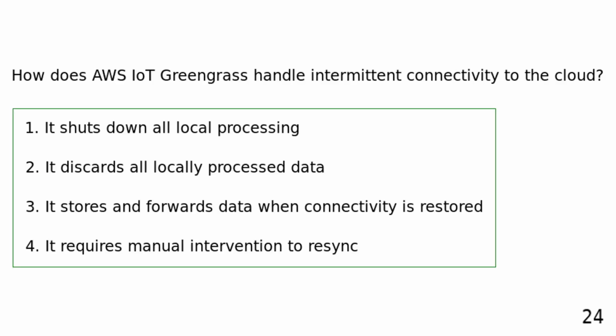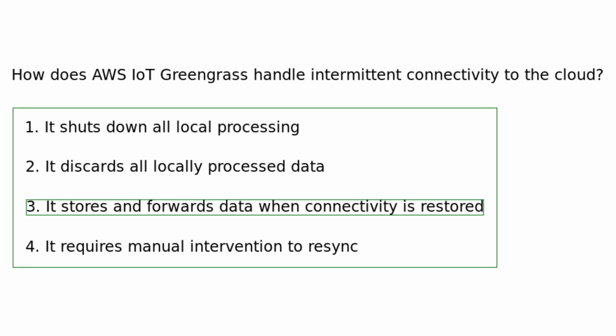How does AWS IoT Greengrass handle intermittent connectivity to the cloud? It shuts down all local processing. It discards all locally processed data. It stores and forwards data when connectivity is restored. It requires manual intervention to resync. When internet connectivity is intermittent, AWS IoT Greengrass stores data locally and forwards it to the cloud once the connection is restored, ensuring data durability.